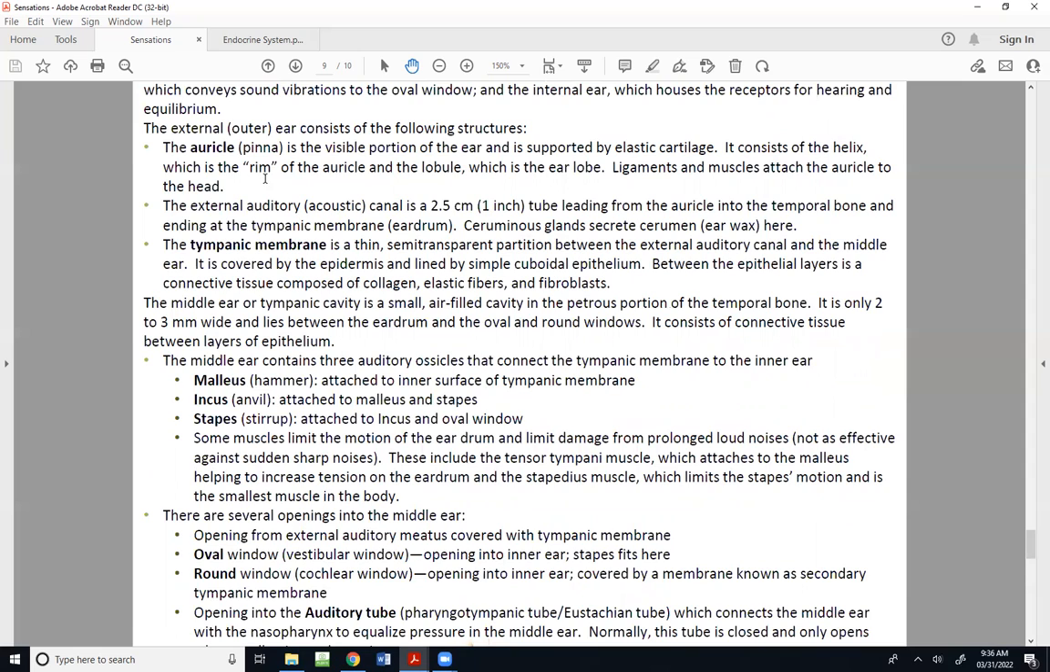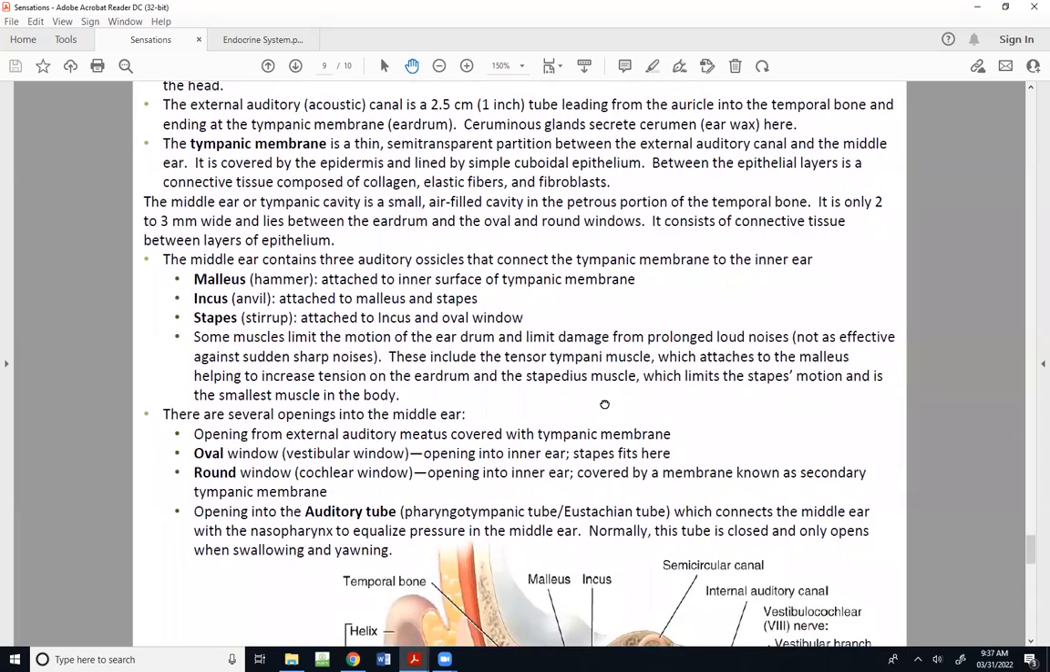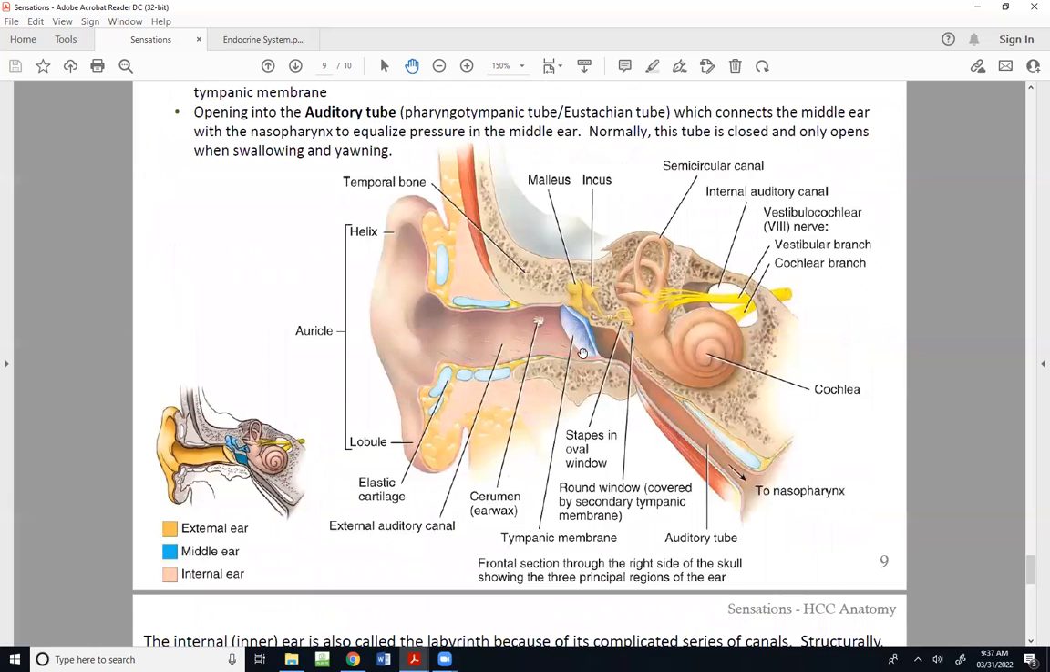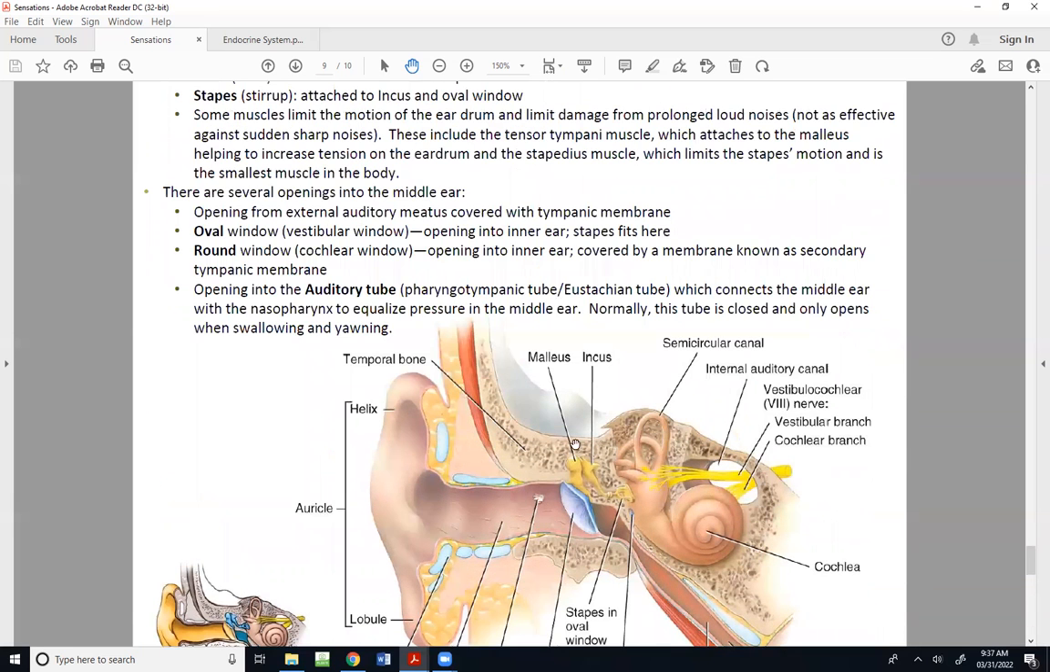The helix is the rim of your auricle. The lobule is what we would commonly call our earlobe. There are various ligaments and muscles attaching our auricle to our head. So in other words, keeping your ears from falling off. External auditory canal. If you replace the word auditory, you can use the word acoustic. It's a 2.5 centimeter or 1 inch tube leading from the auricle into the temporal bone, ending at the tympanic membrane, which is the fancy term for your eardrum. And that's the barrier between your outer ear and your middle ear.